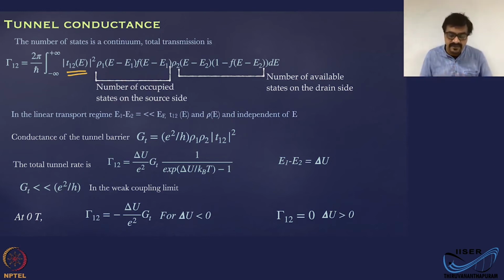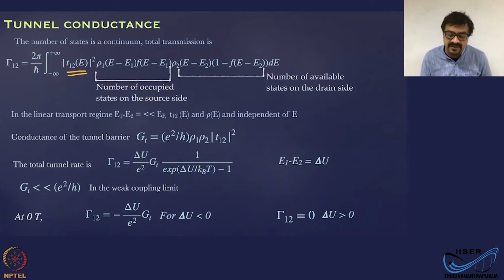Okay, so this tells you how many states are available to donate. This tells you how many states are available to accept, and this is the probability. Okay, so this is the total transition rate, and we work in the linear transport regime.